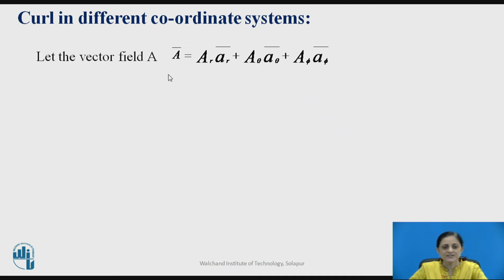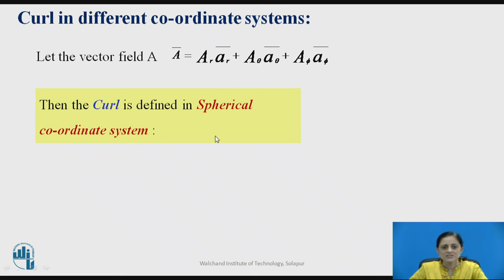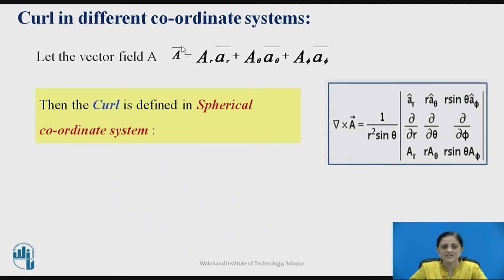Now let us define this curl operation for the third, that is spherical coordinate system with, suppose the vector field a bar is ar a bar r plus a theta a bar theta plus a phi a bar phi, where these are the unit vectors, whereas ar, a theta and a phi are the magnitudes with respect to each axis. Now the curl operation in spherical coordinate system for this a bar is given by this determinant, 1 upon r square sin theta, and this determinant.